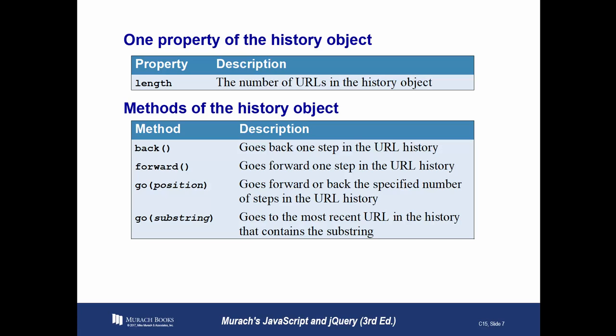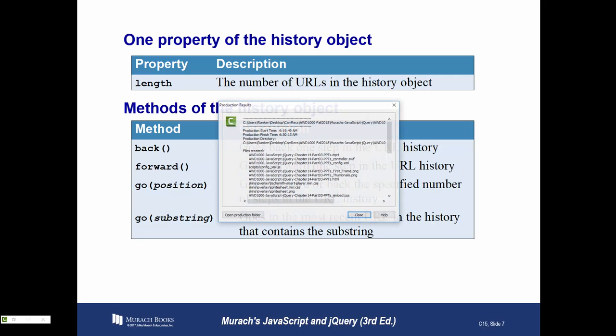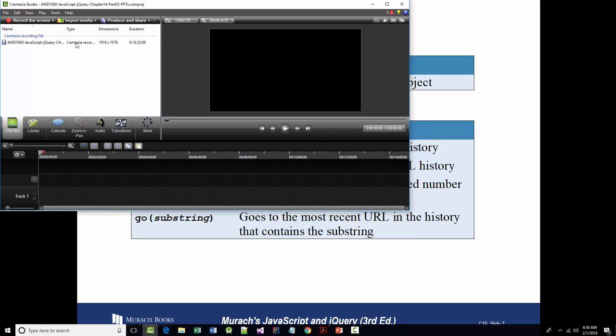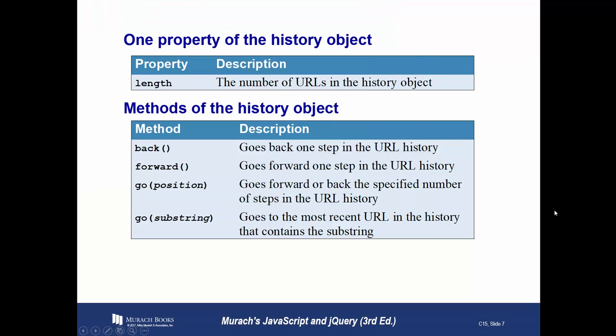Now the history object represents the user's history list of viewed web pages. Because of privacy violations, the amount of information you can get from the history object is limited.